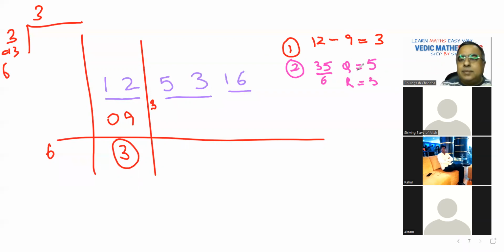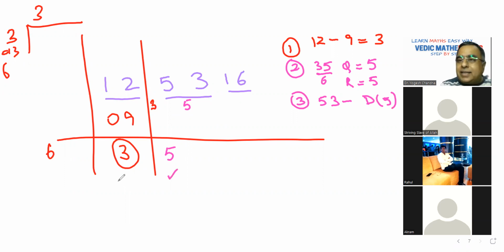5 and 5, remainder also 5. Third step: 53 minus D of 5. D duplicate 5. Okay.